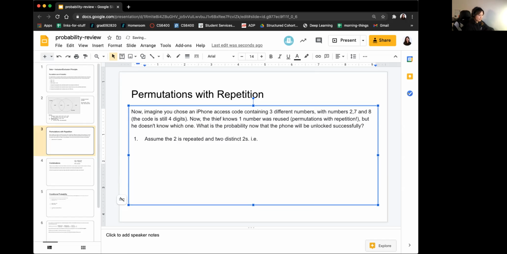For example, I'm going to use 2A and 2B to denote possible combinations. I have 2A, 2B, 7, 8 as one possible combination, and then 2B, 2A, 7, 8 as another possible combination. And then as another one, maybe 8, 2A, 2B, and 7. These are all possible combinations. Because our 2A and 2B are distinct, we can just imagine they're different digits.